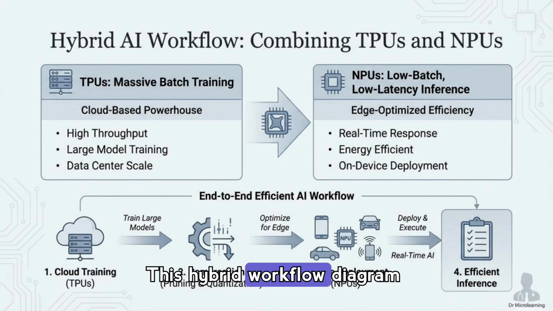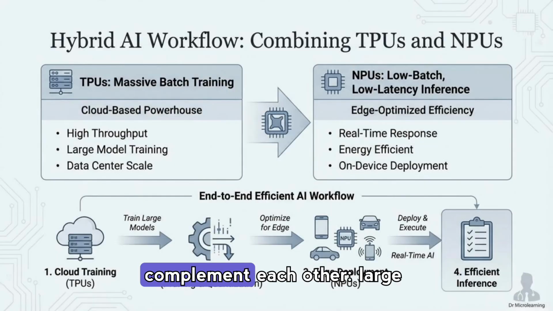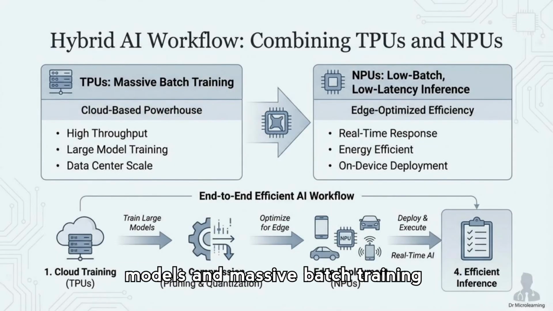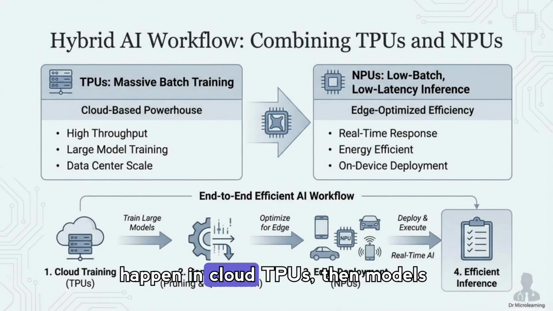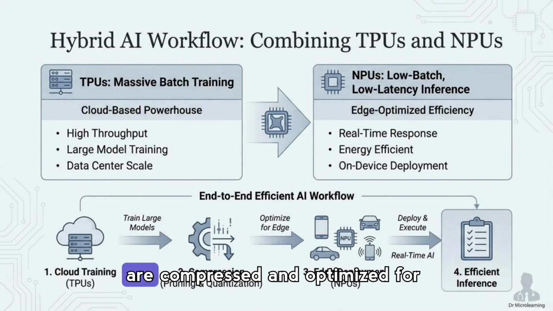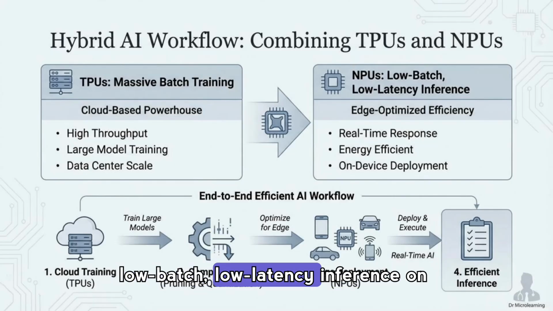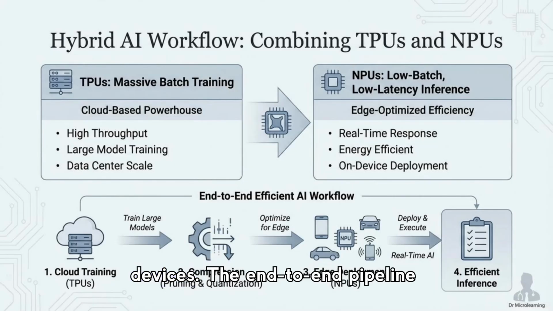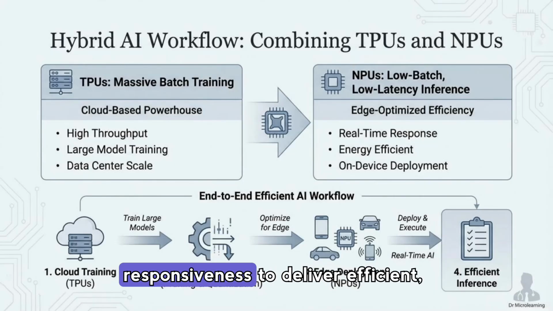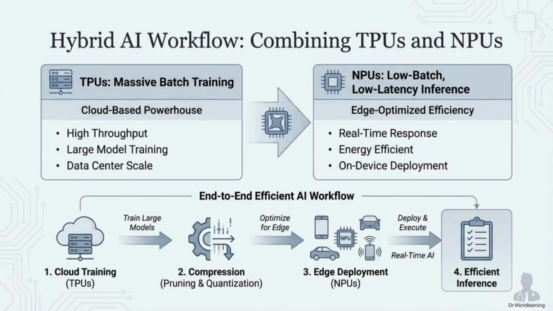This hybrid workflow diagram explains how TPUs and NPUs complement each other. Large models and massive batch training happen in cloud TPUs, then models are compressed and optimized for the edge, and NPUs handle low-batch, low-latency inference on devices. The end-to-end pipeline balances cloud scale with edge responsiveness to deliver efficient, real-time AI applications.